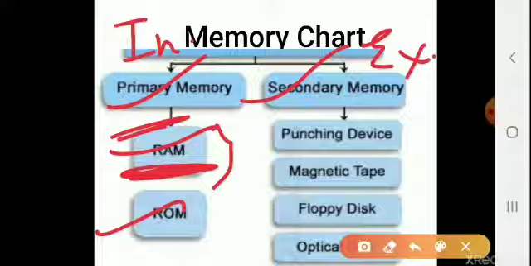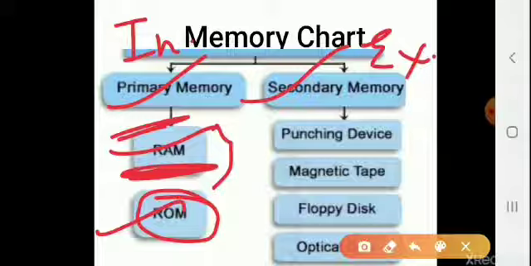Then the second one, ROM. It refers to read-only memory that holds the inbuilt information. It consists of instructions and programs fed by the manufacturer to simplify the working of a computer operator. We cannot record data on ROM, we can only read from it. As the name indicates, ROM, read-only memory.